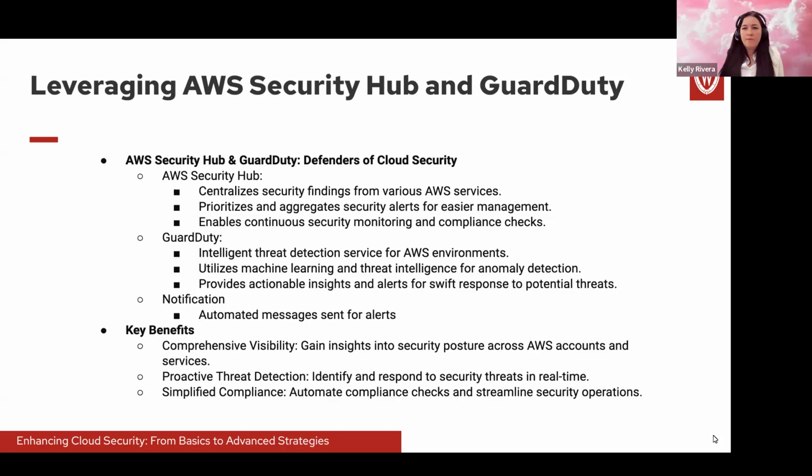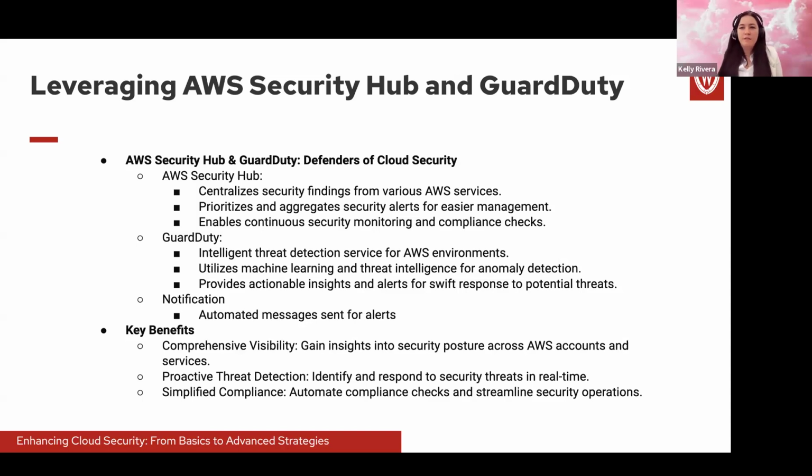AWS Security Hub is a service that acts as a command center for your AWS security and compliance. It aggregates, organizes, and prioritizes security alerts or findings from various AWS services, such as Amazon GuardDuty, Amazon Inspector, and Amazon Macie, as well as from AWS partner solutions. The key here is integration and simplification.